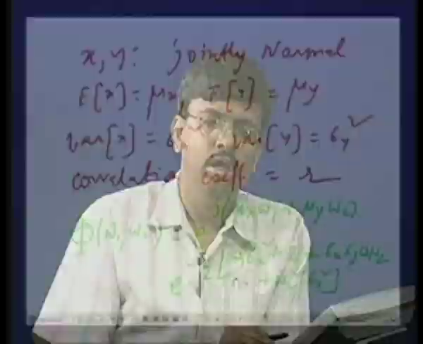Now, I tell you, if you really want to substitute p x comma y by the Gaussian joint density function and want to carry out the integral, you will be at sea. It is very difficult, but there is a clever way of getting around that. So, let us take that route.